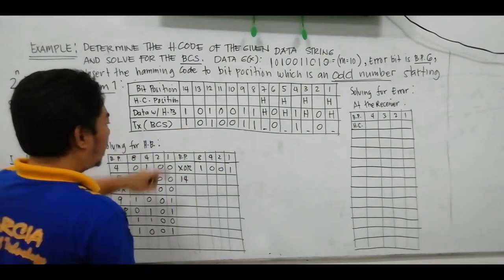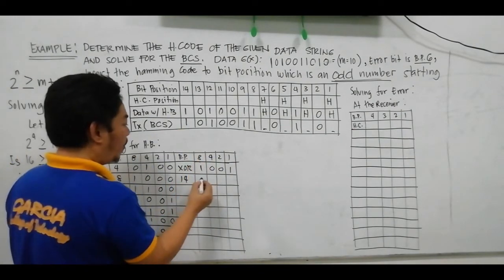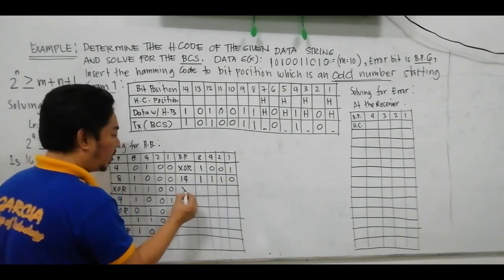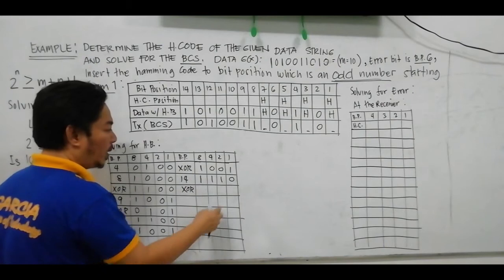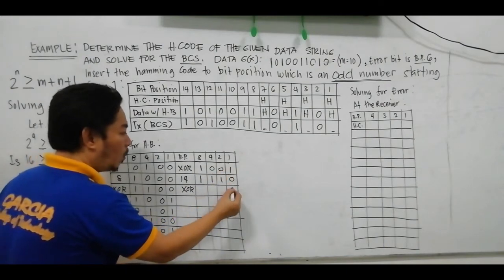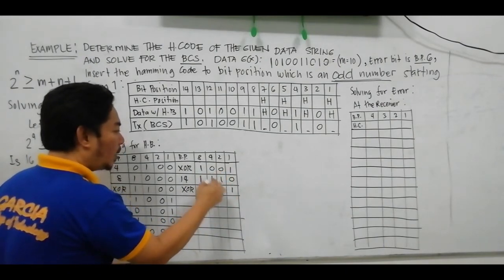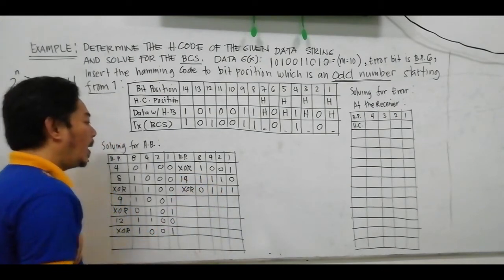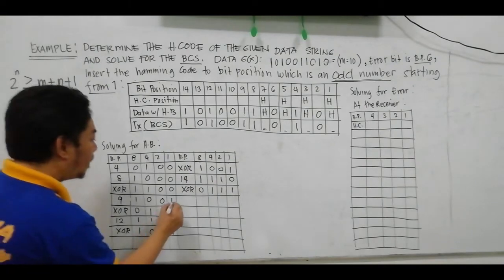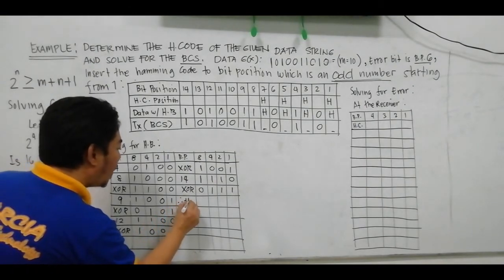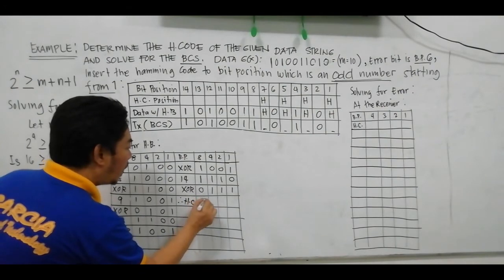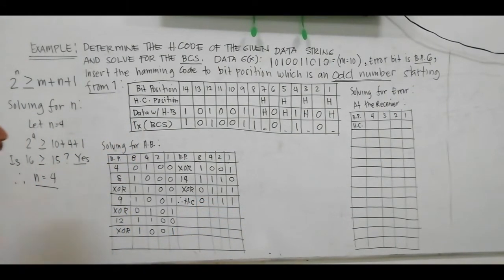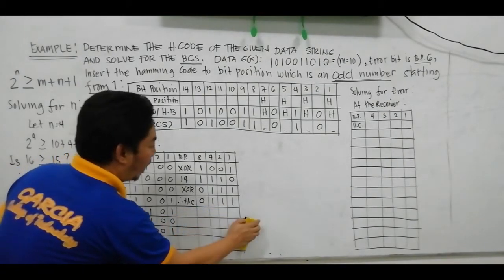14, 14 is 8 plus 2 plus 4, so this is 1, 1, 1, and 0. And the next, XOR. Okay, so XOR, 1, 0, that is 1, 0, 1, this is 1, 0, 1 is 1, 1, 1 is 0. Okay? So therefore, our hamming code is 0, 1, 1, 1. Okay? So that is our hamming code, 0, 1, 1, 1.